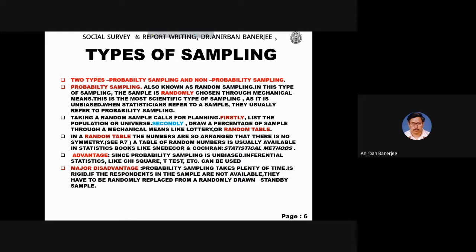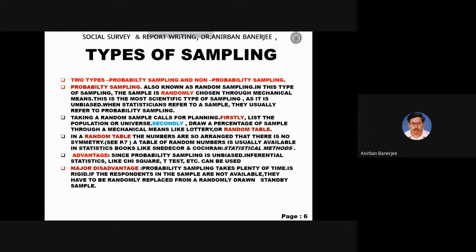Taking a random sample or probability sample calls for planning. Firstly, you have to list the population or universe. Secondly, you have to draw a percentage of sample through a mechanical means like a lottery or random table. In the random table, the numbers are so arranged that there is no symmetry. A table of random numbers is usually available in statistics books like Snedecor and Cochran's Statistical Methods.